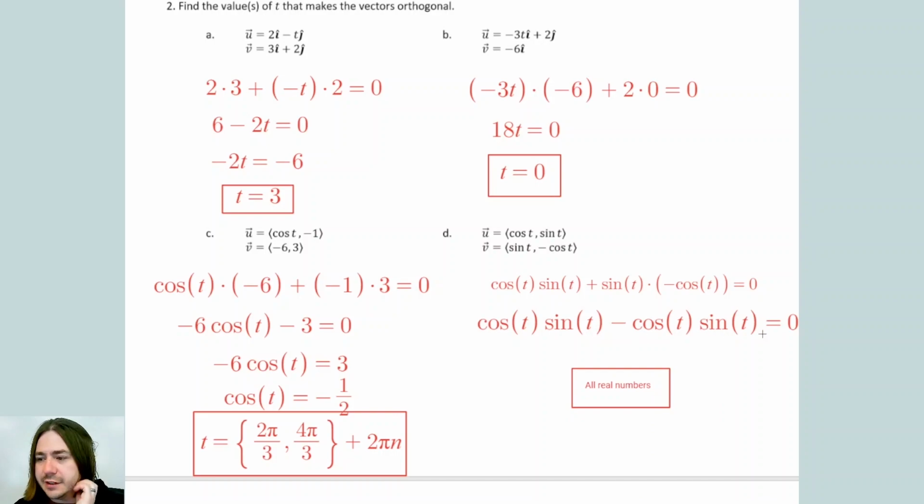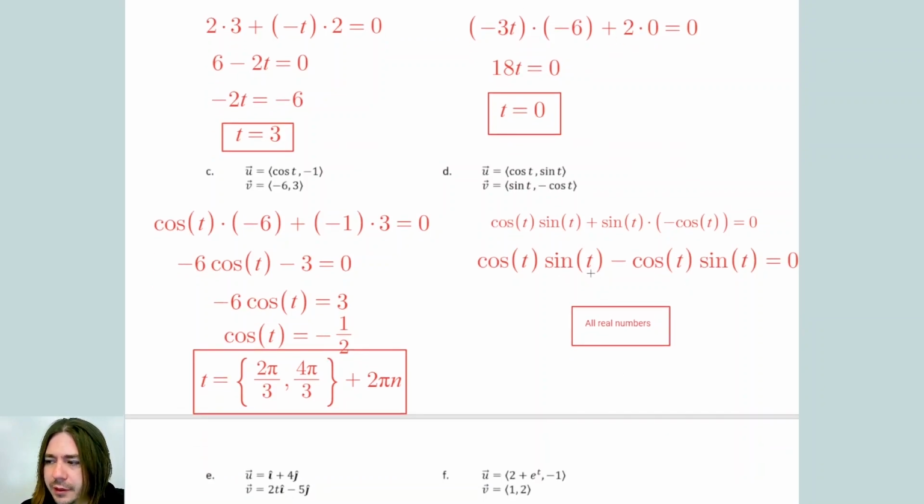All right, this is a statement that will always be true, and we call that an identity. Any equation that's always true, regardless of what the variable is, is an identity. And in that case, we say that the variable could be anything.